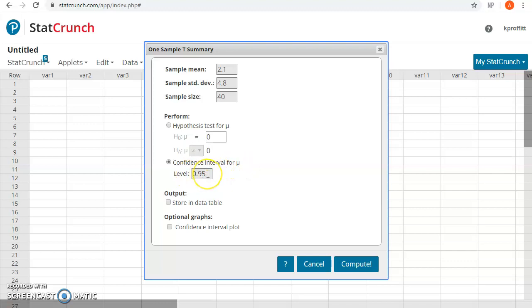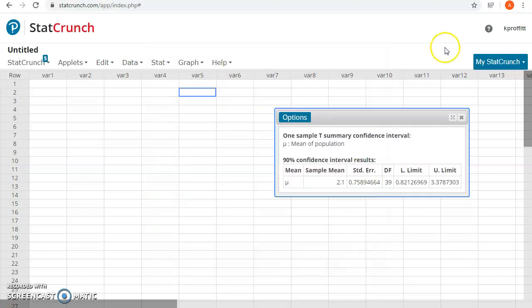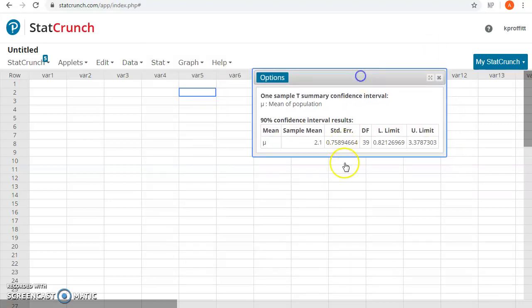Now, you do need to manually type in the confidence level. So in this particular problem, the confidence level was 90%. So you're going to type in 0.90 and then click compute. And this is going to give you your confidence interval. There's your lower bound, 0.821, and there's your upper bound. So StatCrunch will compute these confidence intervals for you.